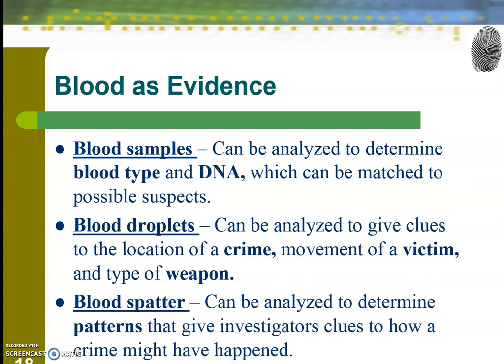So with blood as evidence, you can take a blood sample to determine the blood type and the DNA. Blood droplets will give clues to the location of a crime, movement of a victim, and type of weapon. We will address this later, probably next week. Blood spatter can be analyzed to determine patterns, and that will help give the investigator some clues as to how a crime might have happened.